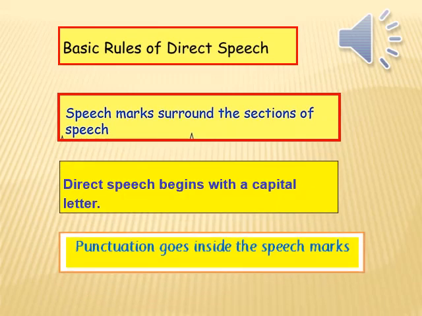Okay, now what are the 3 basic rules of direct speech? The first thing is that speech marks surround the section of the speech. That means the words of the speaker are written inside the speech marks. The direct speech always begins with a capital letter, and the punctuation goes inside the speech marks. If it is a question mark, a full stop, an exclamation mark, whatever the punctuation is, it will also be inside the speech mark, not outside it.